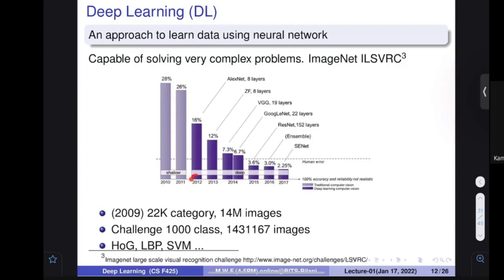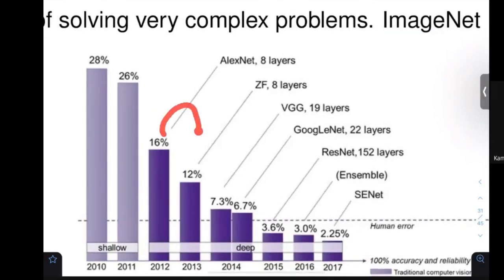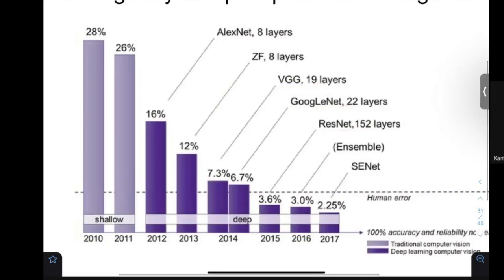But suddenly in 2012, AlexNet introduced a deep learning architecture, and that reduced the error from 26% to 16%. Next year, ZFNet, which was an improvement on the same architecture, reduced it further and showed that AlexNet can be organized better to give only 12% error. Next year the error becomes 7.3% with VGG and GoogleNet, and ResNet reduced this error to 3.6%.